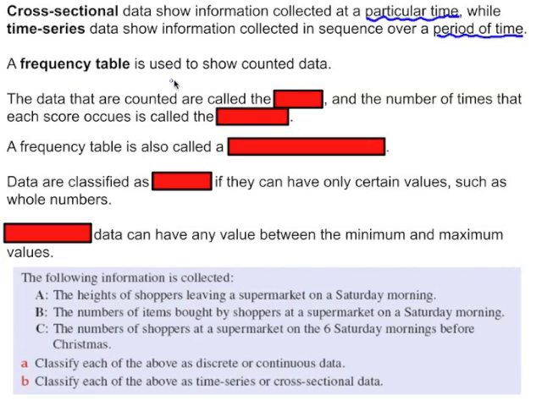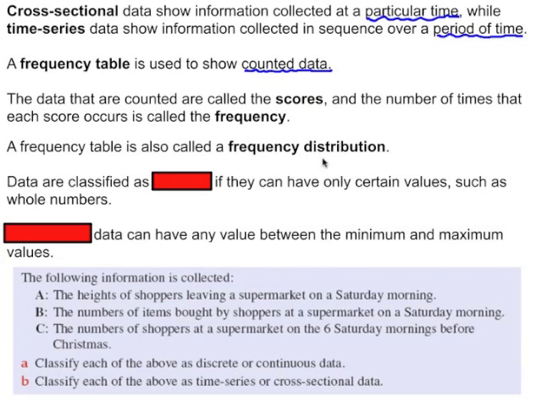The frequency table is used to show counted data. When we count something, we're counting the frequency with which it occurs. The data that's counted are called the scores, and the number of times each score occurs is called the frequency. Frequency table is also called a frequency distribution. So all of these terms are used when we're counting data: frequency table, frequency distribution, scores and frequency.